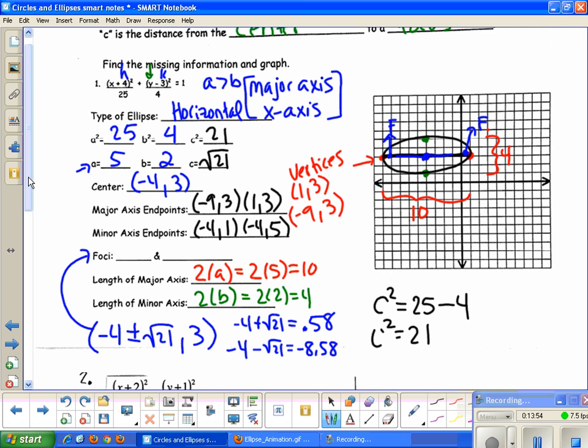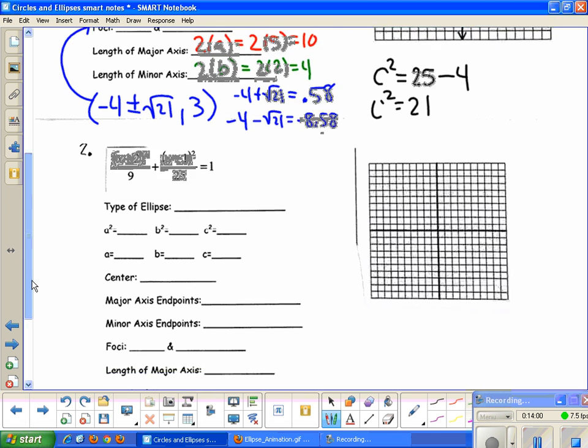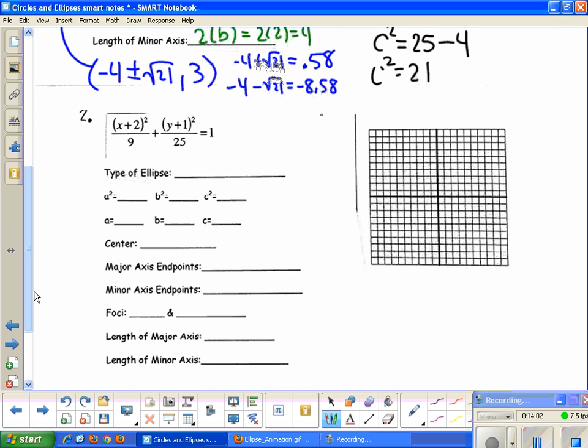So it's very important to be able to find the center of the ellipse, and then basically just go from there. So now let's look at number 2 and see if we can do this one. I would pause it and see if you can do it on your own, and then unpause it, and we'll do it together.